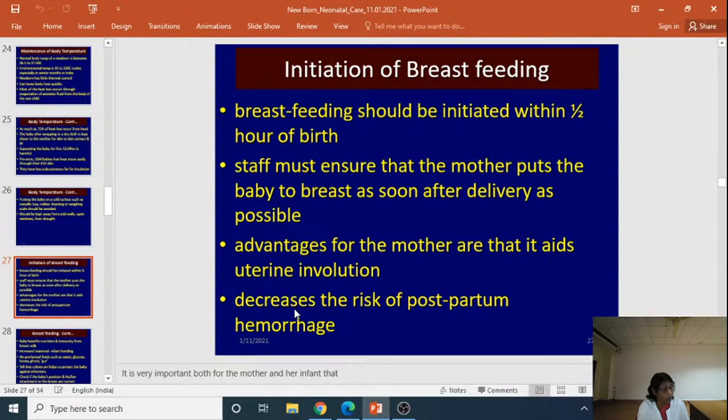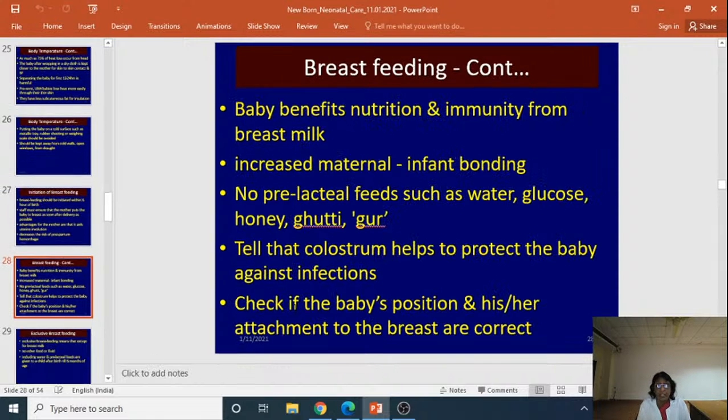Next comes the initiation of breastfeeding. Initiation of breastfeeding is very important. Breastfeeding should be initiated within half an hour. All the staff in the ward should be taught to ensure that the mother initiates breastfeeding within half an hour. Breastfeeding also helps the uterus to involute, and it decreases postpartum hemorrhage. As you will be learning in pediatrics, there are a lot of benefits, especially nutrition and immunity, and it also increases the bond between the mother and the baby. Then you should also tell the mother how colostrum protects the baby against infections, because colostrum has a lot of antibodies.